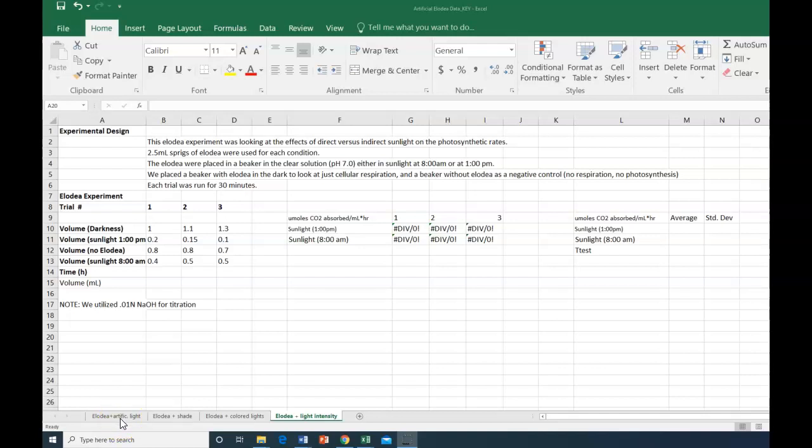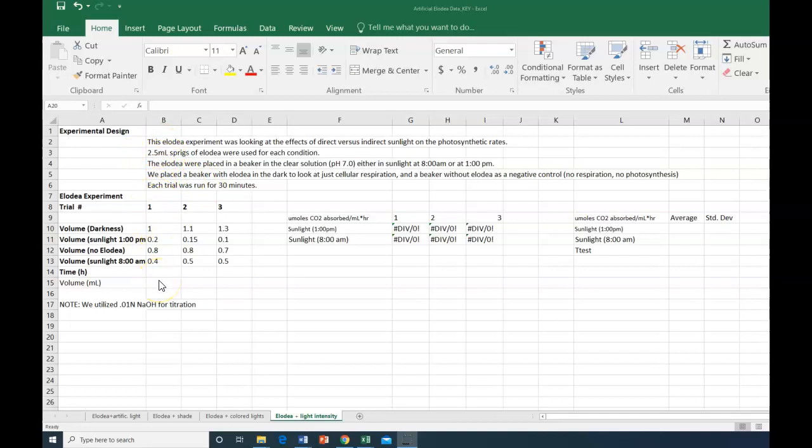So if you picked the artificial light or the Elodea in the shade experiment or colored lights, I've just now added another fake experiment where basically I'm looking at the effect of photosynthesis in the early morning versus the early afternoon. And so for this particular demo, I've kind of changed the numbers slightly, but again, this whole experiment takes 30 minutes.